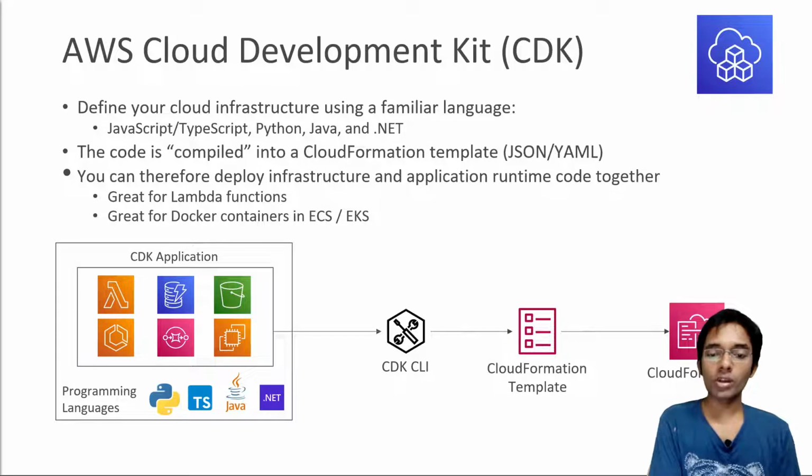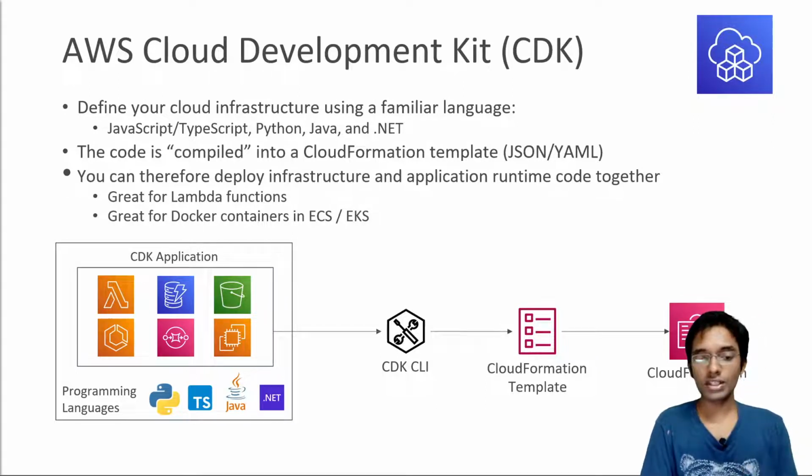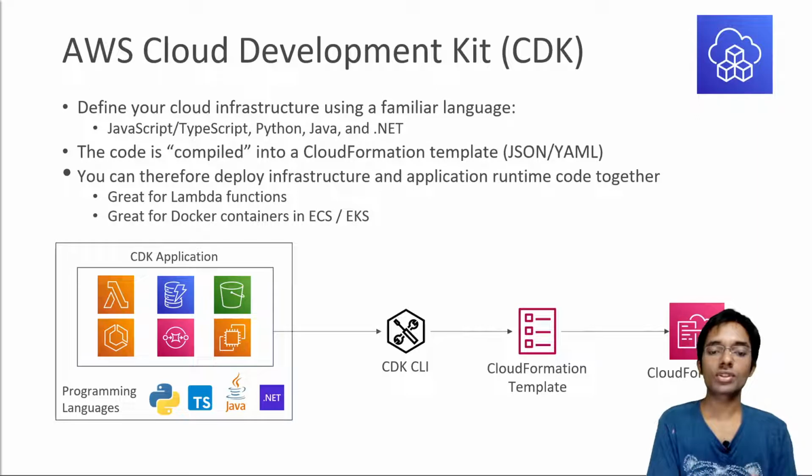So let's take an example. Let's choose Python as a programming language. We are going to write our own CDK application in Python, and we are going to define our Lambda function, a DynamoDB table, and maybe other services in AWS. Then this CDK application, using the CDK CLI, is going to be transformed into CloudFormation templates, and the generated CloudFormation template can then be applied into CloudFormation to deploy our infrastructure.